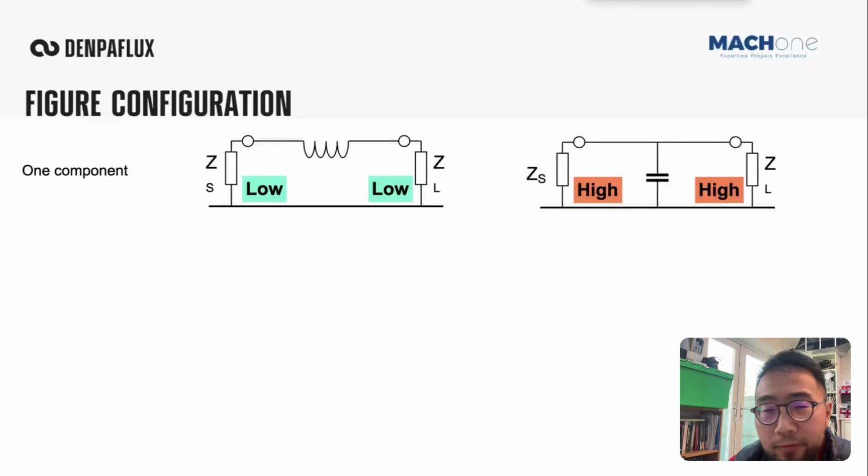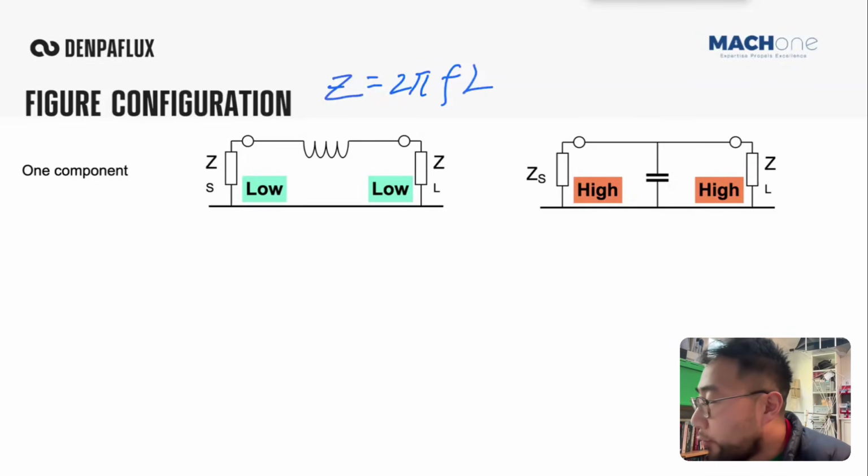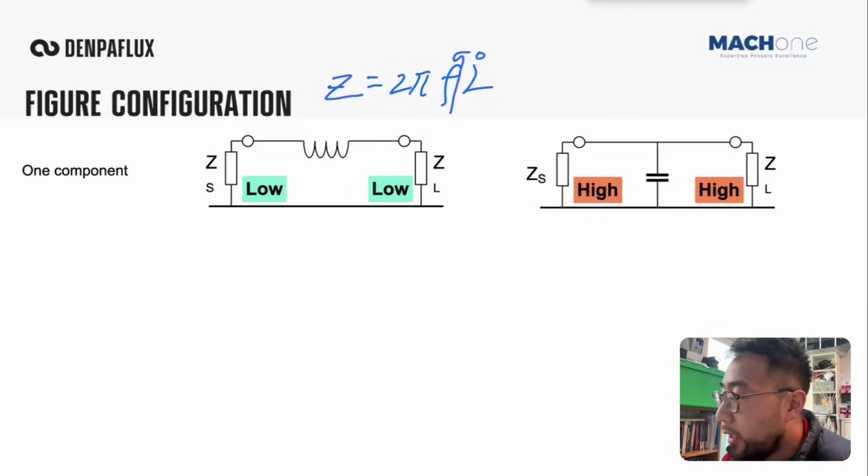You can choose the very simple component. So here, as I show you, you can either use an inductor, which is a high impedance component when it comes to high frequency, because the impedance of an inductor is 2 pi FL. Everybody knows this equation, right? So as your frequency increases, given the same inductance value, this impedance starts increasing.